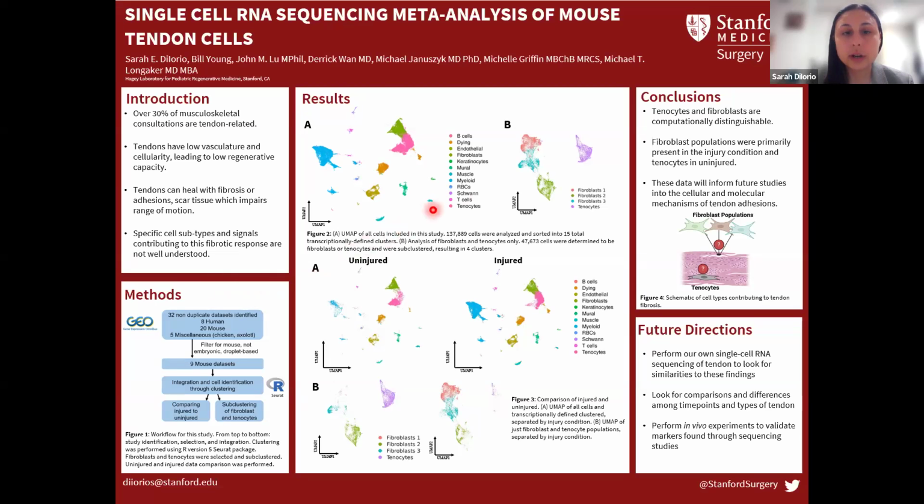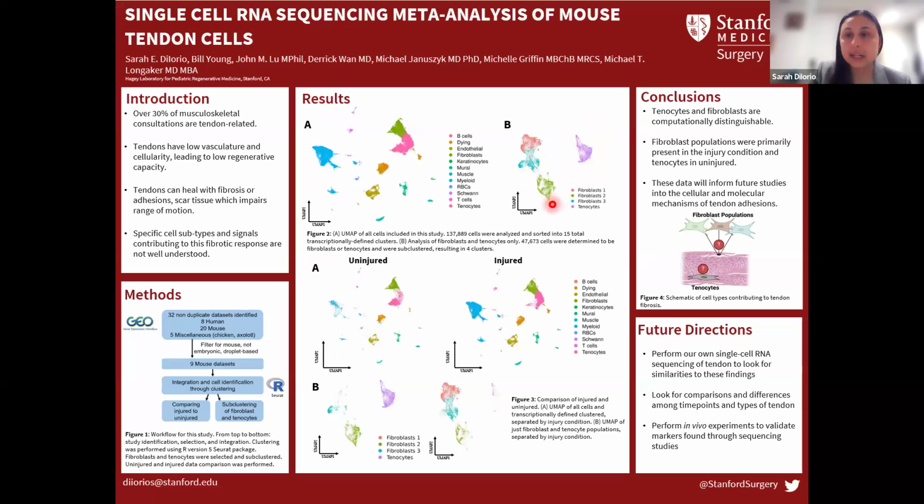Moving into our results, in our first top figure here, we found 15 transcriptionally defined clusters when we looked at all cells from all studies, the most interesting of which being the green and pink clusters here, which we identified as both the fibroblasts and tenocytes. And so we took those clusters and created a separate data set, which we then subclustered for additional analysis, where we identified 3 fibroblastic clusters and 1 tenocyte cluster.